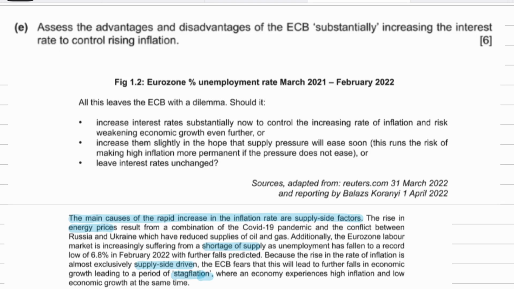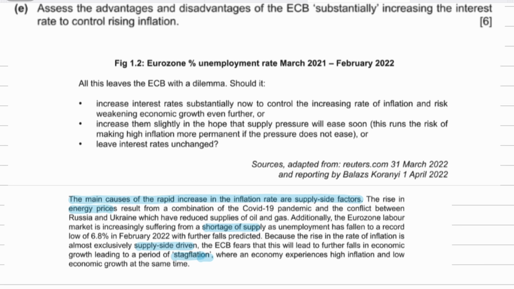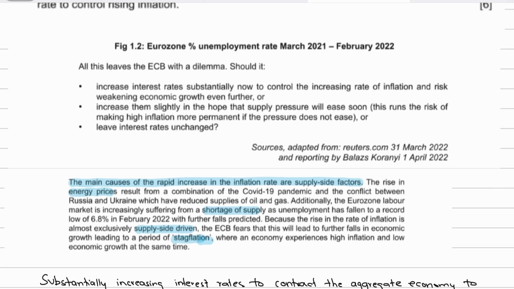Now guys, the last question is again very interesting, and it says: assess the advantages and disadvantages of the European Central Bank substantially increasing the interest rates to control inflation. Now the case study has suggested two things. First of all, it has mentioned that the inflation is driven by supply side factors such as rising energy costs and the shortage of labor.